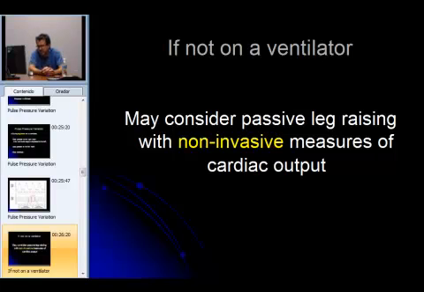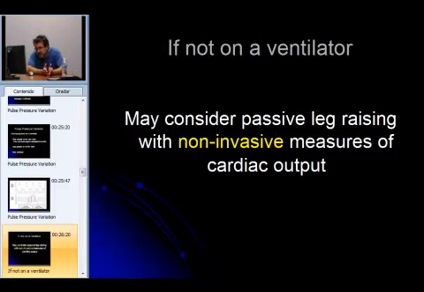So if you happen to have the luxury of having one of these monitors, I don't have one, even though I've been asking for it, but if you have one of these in your hospital, and you are debating if a septic patient needs or doesn't need fluid, and they're not on the ventilator, it's not like you're going to intubate them to see if they have pulse pressure variation, right? You won't do that. So what would you do?